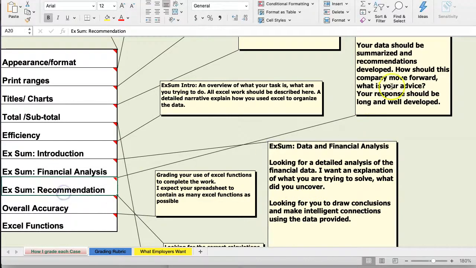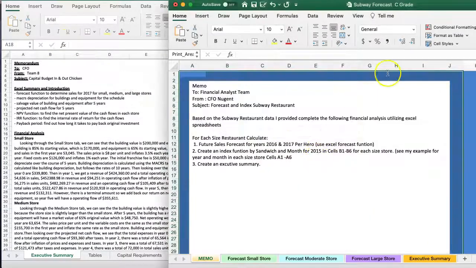And then finally, your recommendation. Your data should be summarized and recommendations developed. So this is your critical thinking. I want to know how the company should move forward. What is your advice? So you want to develop a response that's going to be of significant size for these three sections. Okay, so let's look at some examples here.